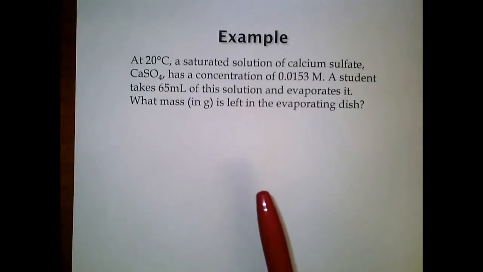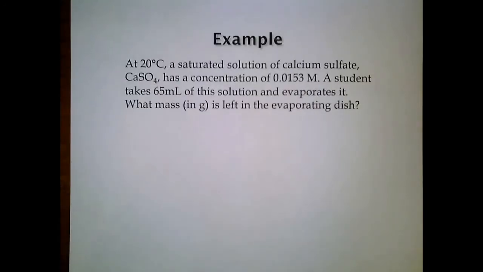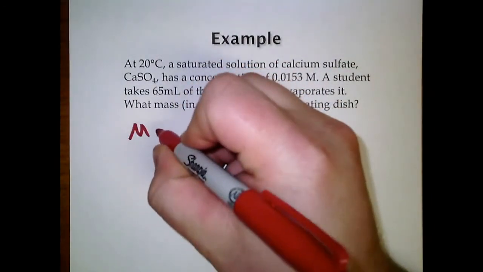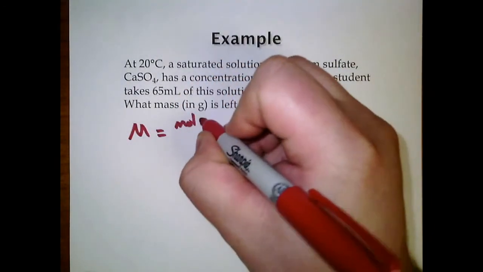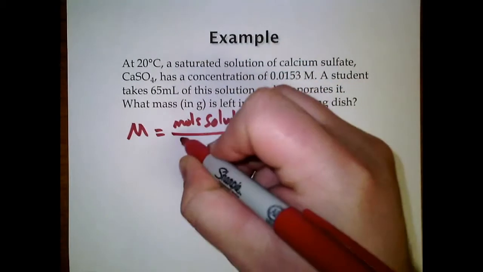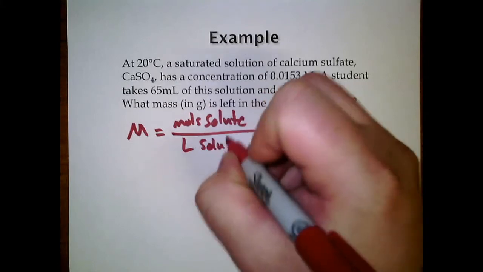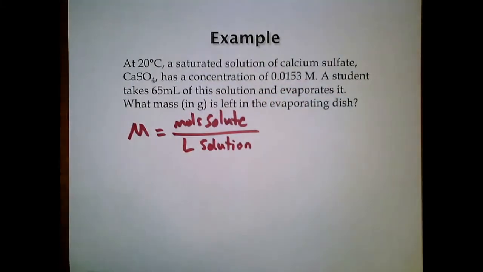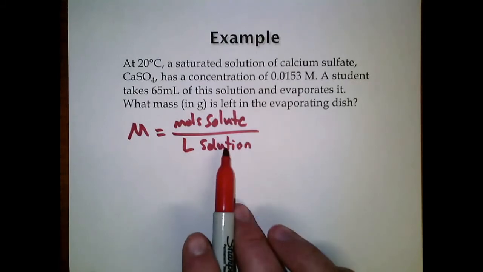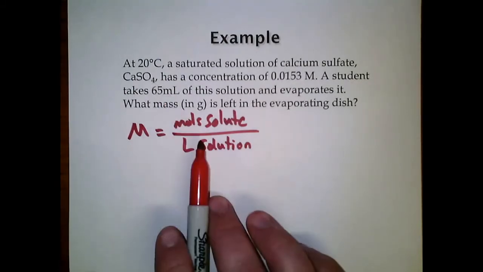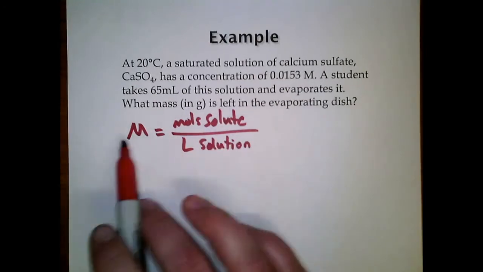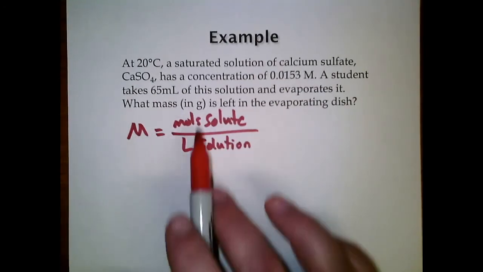So this is basically working backwards. So I'm going to write out the equation here just so you can see how this works. Concentration molarity is equal to moles of solute divided by liters of solution. Now I'm given the concentration and I'm given how much solution I have, even though it's not in liters, it's in milliliters. What I don't know is how much solute I have. So there are 3 parts to this equation, and I know 2 of them.